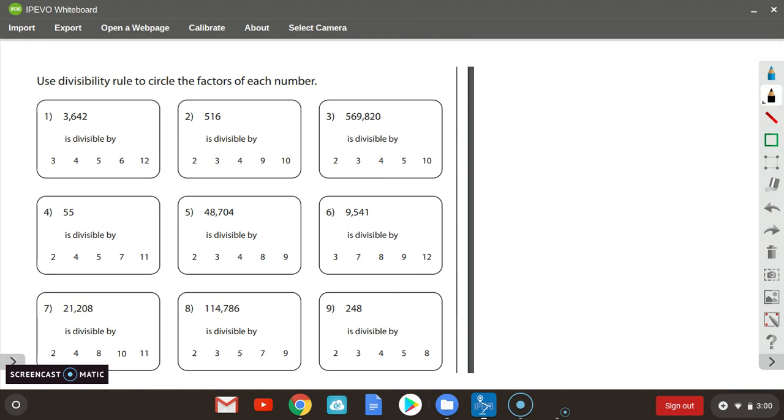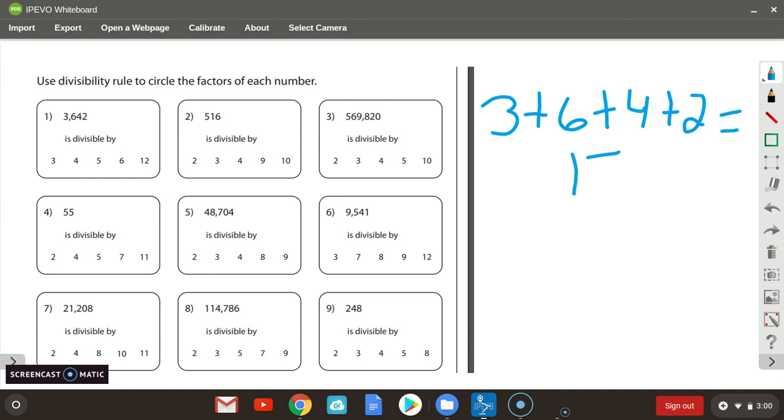If we take a look at number 1, it is 3,642. And so I'm just going to go through and work through the different values here and see what we end up with. So 3,642, I'm going to add the digits. So I'm going to add 3 plus 6 plus 4 plus 2, and I'm just going to do this off to the side so you can see. When I add 3 plus 6 plus 4 plus 2, I get 15. 15 is a multiple of 3, so it's going to be divisible by 3.